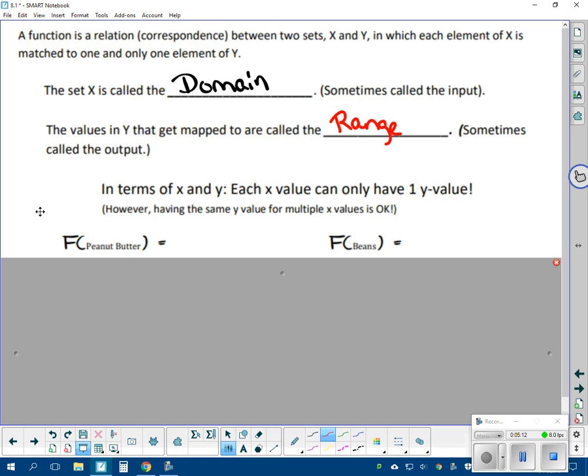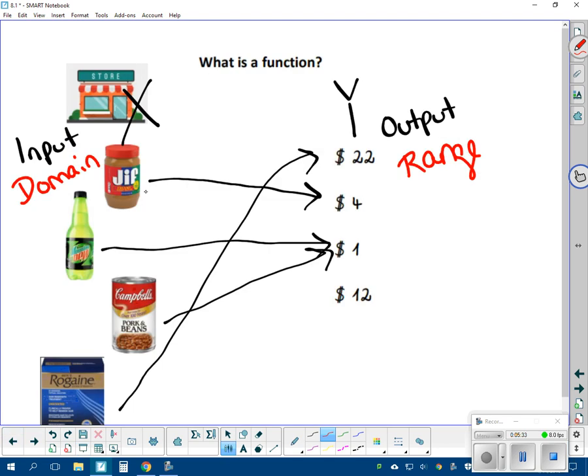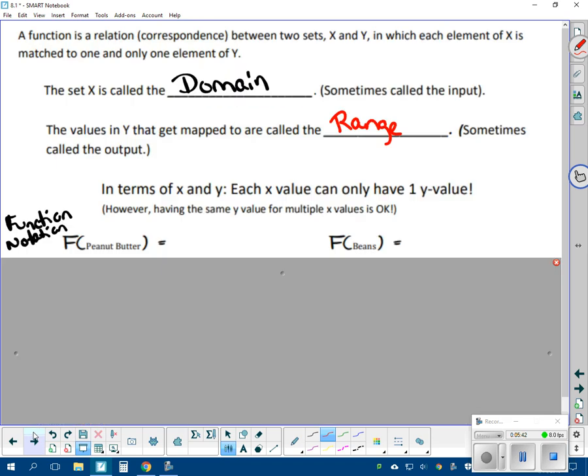Okay, so notation. This is getting us into function notation. So notice they put an F out front. That F out front, guess what it stands for? Function. So they're saying, what's the function of peanut butter? What's F of peanut butter? That's how you say that. Well, in other words, how much does peanut butter cost? When peanut butter is the input, what's the output? It's $4. Okay, so F of peanut butter equals $4.